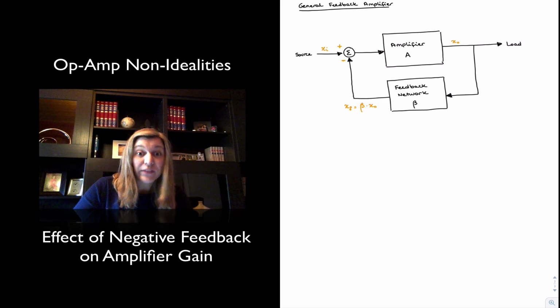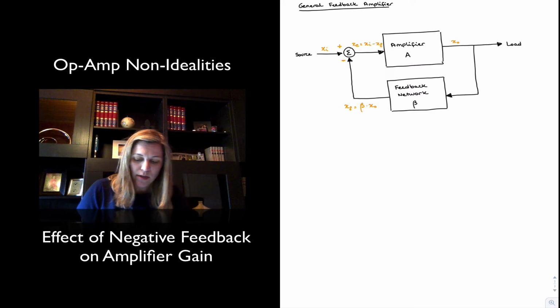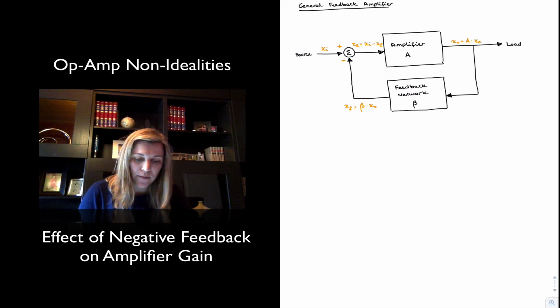And so what you end up with is an error signal at the input of the amplifier. And the error signal x sub e is going to be equal to the input signal from the source x sub i minus the feedback signal x sub f. And then the output of the amplifier obviously is going to become the gain times whatever signal was fed into the input of the amplifier, which is the error signal. Okay.